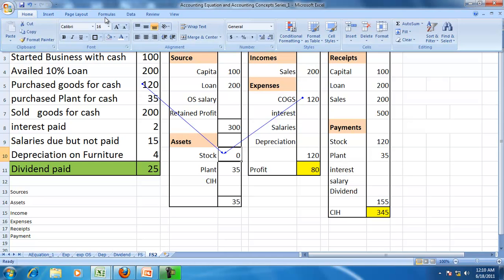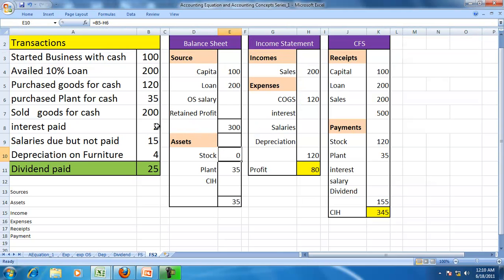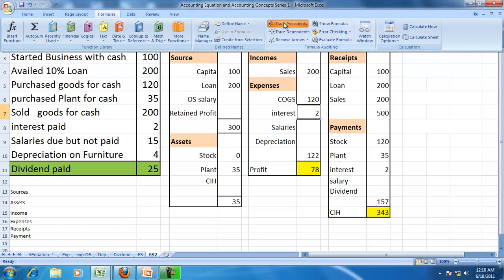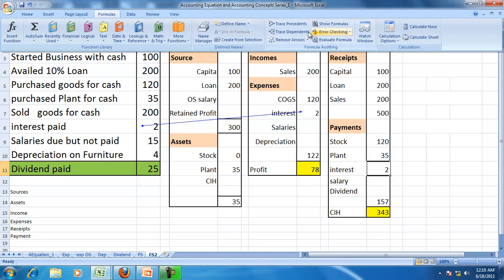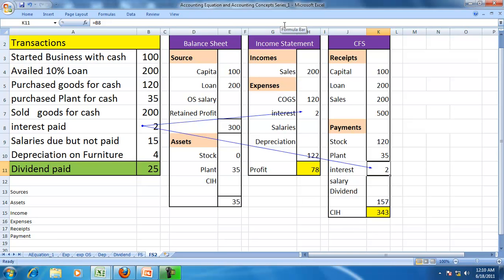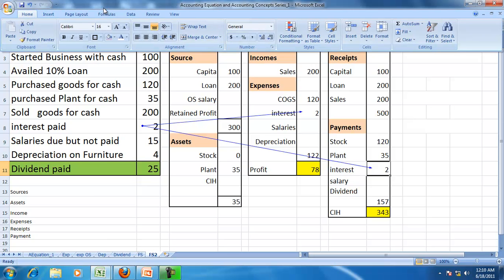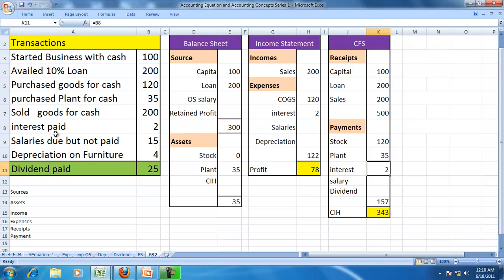Then go to the next transaction. I'm paying interest. Interest is an expense, so I show the interest as a payment. If I go back to your formula, interest is an expense, and in this case I paid 2. Therefore there is no outstanding interest, or no liability on interest to be shown.